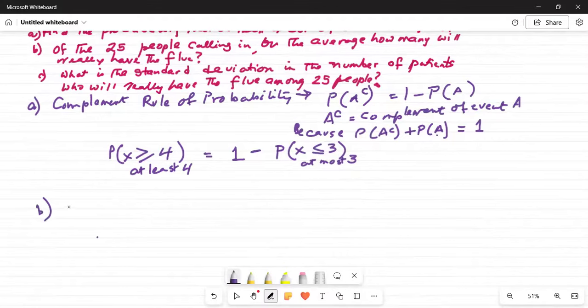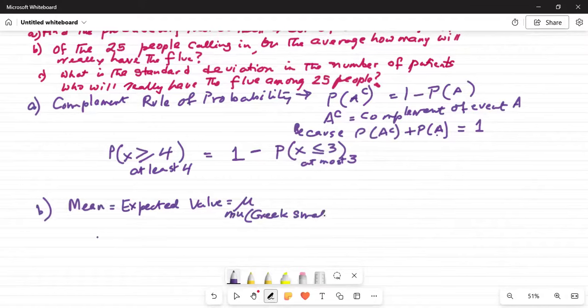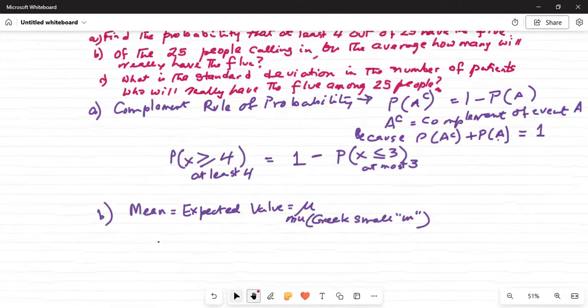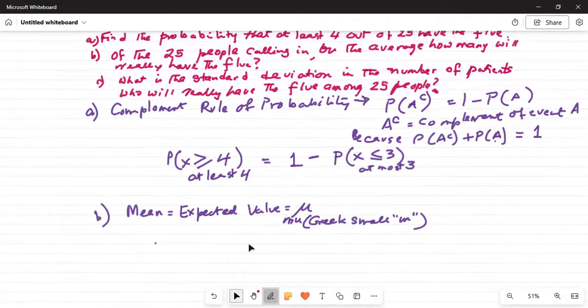I want to find the mean, or sometimes called the expected value, given by the symbol mu. Why is this symbol over here? Because this is the small Greek m. Okay. And that is equal to n times p.